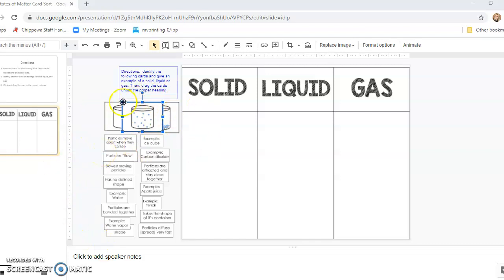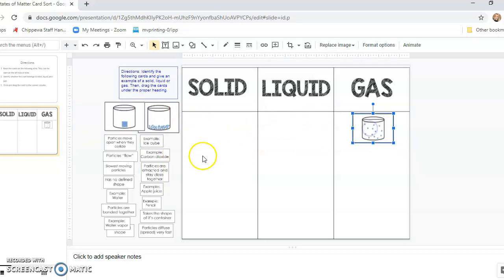Let's start with our pictures right here at the top. We're going to start with our little box that has our particles all spread out. We know that our state of matter where the particles are the most spread out is our gas state. Next, we have our particles all closely packed together in one little shape. We know the state of matter where the particles are the most packed together is solid.